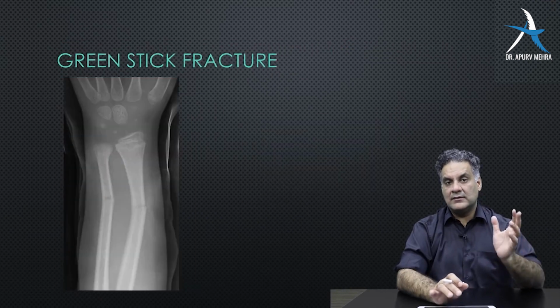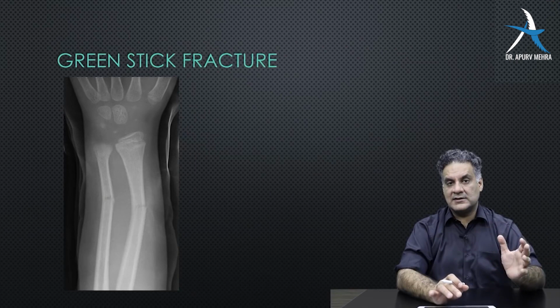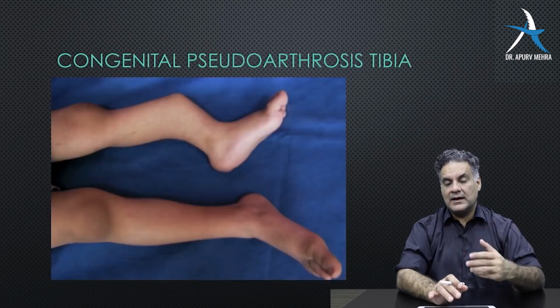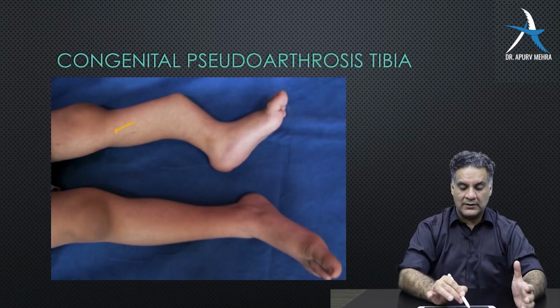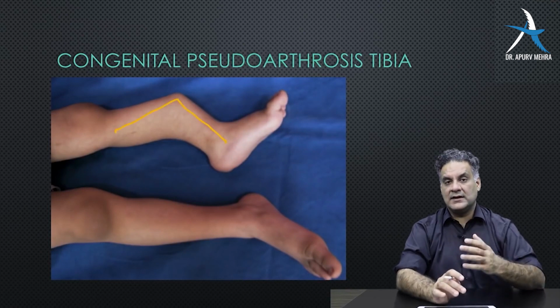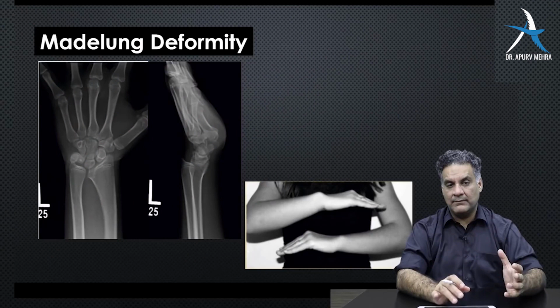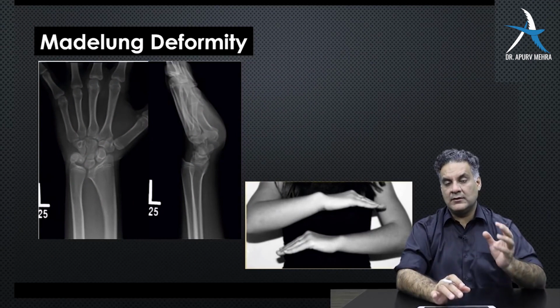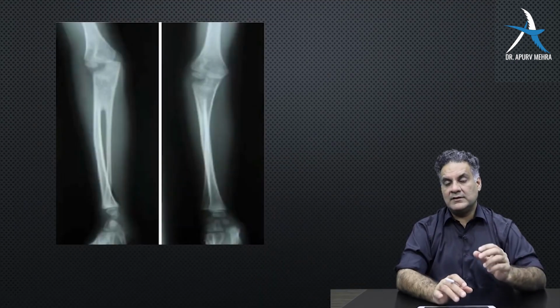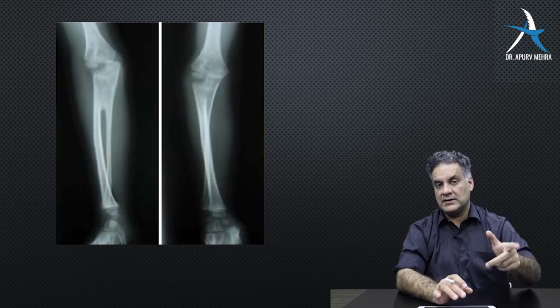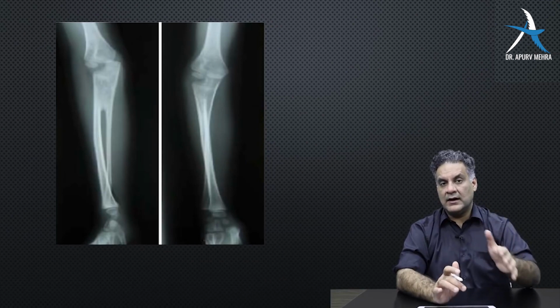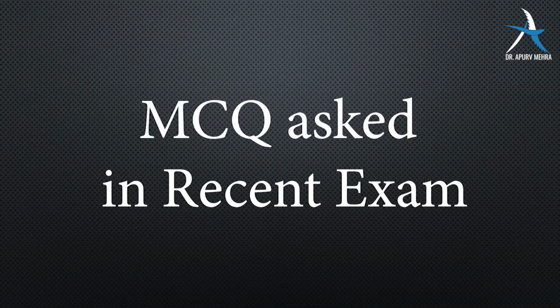Remember, when there is a fracture in a child involving only one cortex, it's a greenstick fracture. And in a child, an anterolateral deformity of the leg is called congenital pseudoarthrosis of the tibia. Remember, the lower end of the radius deformed is a Madelung deformity with a prominence of the lower end of the ulna. And when there is a fusion of the radius and ulna, you will not have pronation and supination, called radioulnar synostosis.